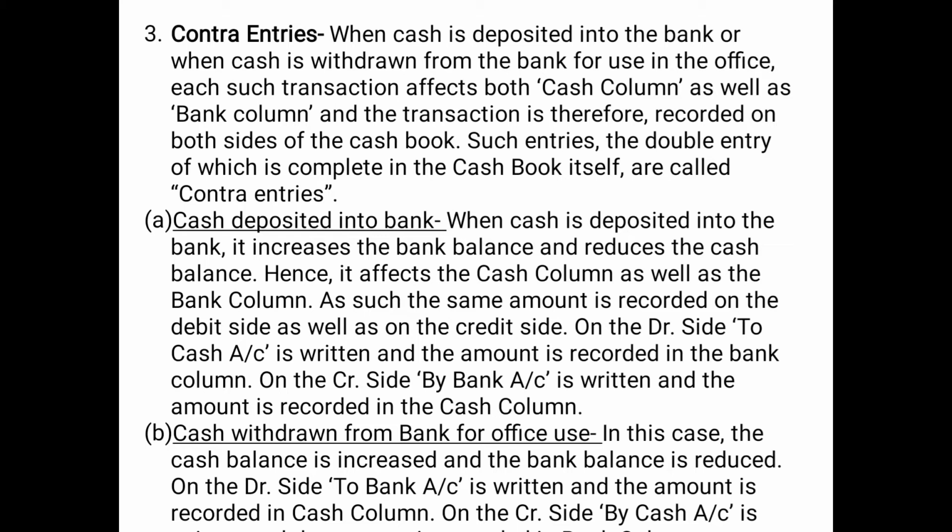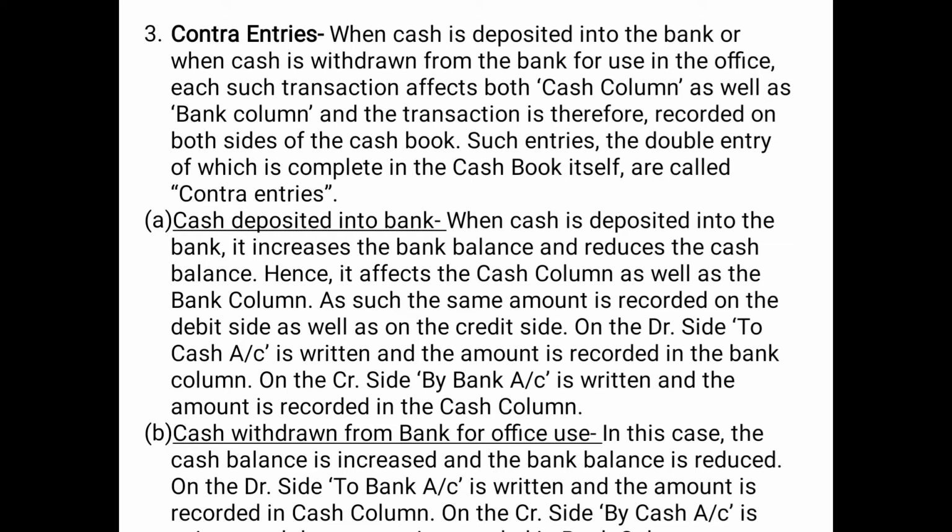Then the second part, cash withdrawn from bank for office use. In this case, what is happening? The cash balance is increasing because we are bringing cash from bank in the business, and therefore it will be posted on the debit side or on the receipt side. And why? Because cash balance is increasing. Why the cash balance is increasing? Because we are bringing the money from the bank.